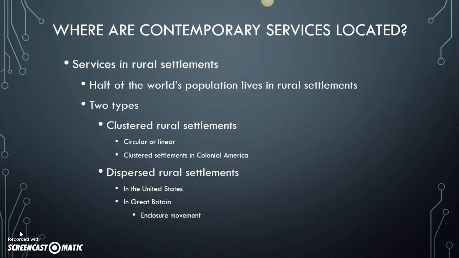We talk about clustered rural settlements, and we'll look at some maps and some examples of circular and linear settlements, and maybe talk a little bit about colonial America. And then we can talk about dispersed rural settlements. Clustered, as the name implies, means that the people are living closer together, and dispersed means that they're going to live further apart. We'll talk a little bit about why that is, and then maybe talk about some examples from the United States and a little bit about Great Britain and that enclosure movement.